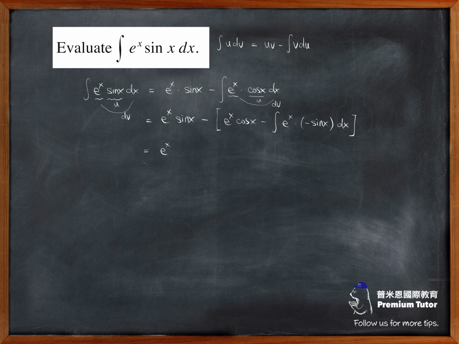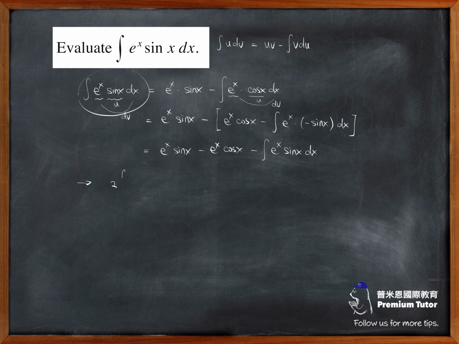So e to the power of x times sine x minus e to the power of x times cosine x. And then we have negative, negative, negative, so we got three negative signs. So it's negative minus the integration of e to the power of x sine x dx. Now the first step will be the magical step. We're going to move the whole integral of e to the power of x times sine x to the left hand side and combine it with our original integration.